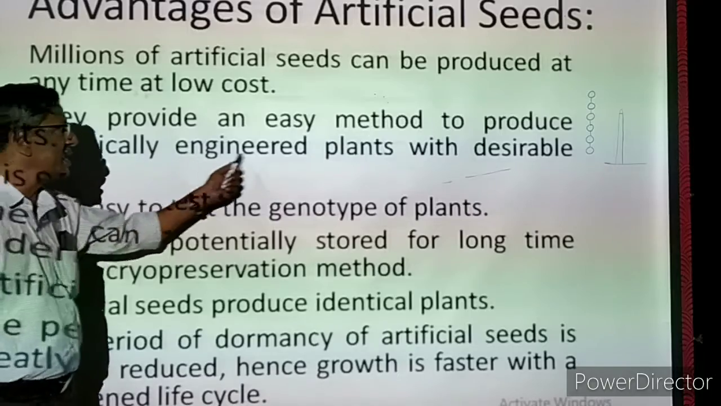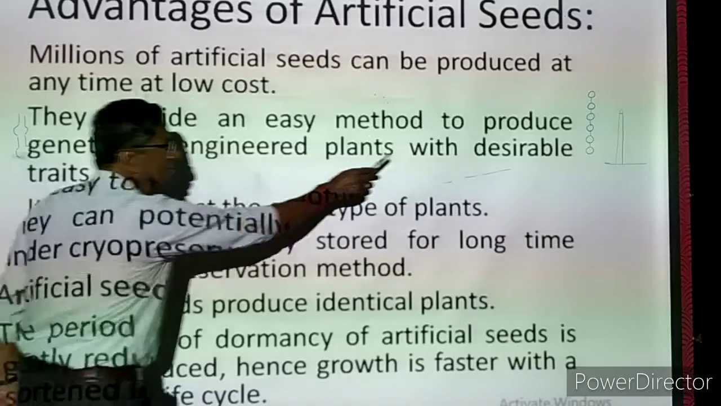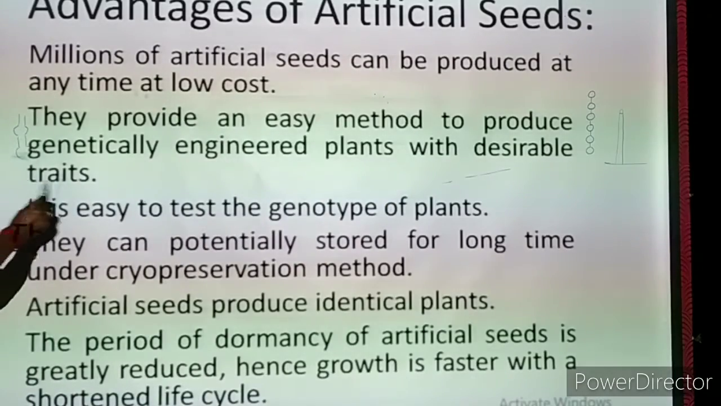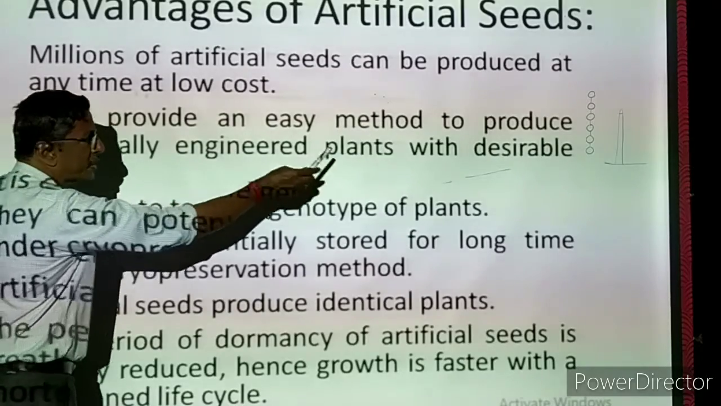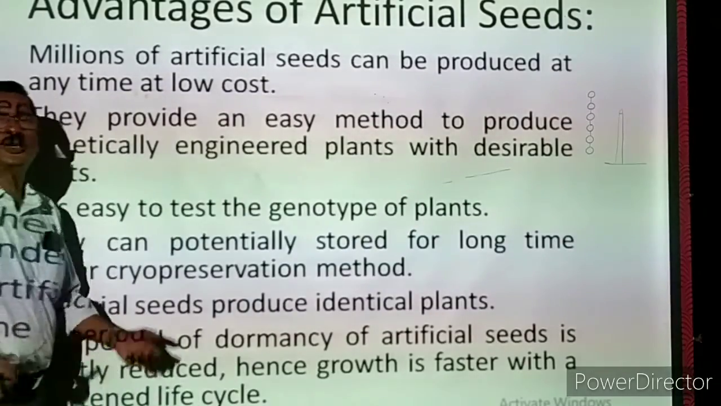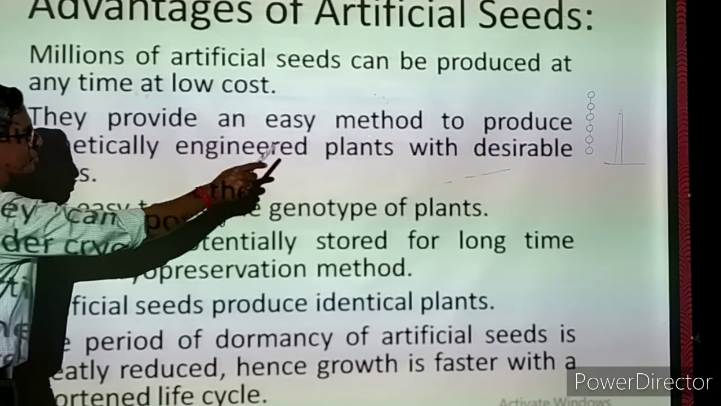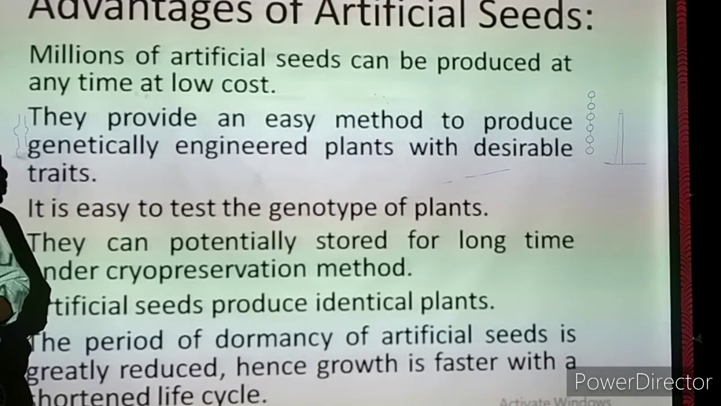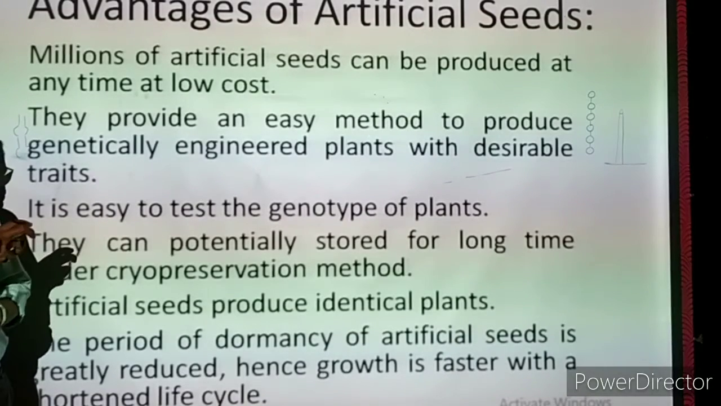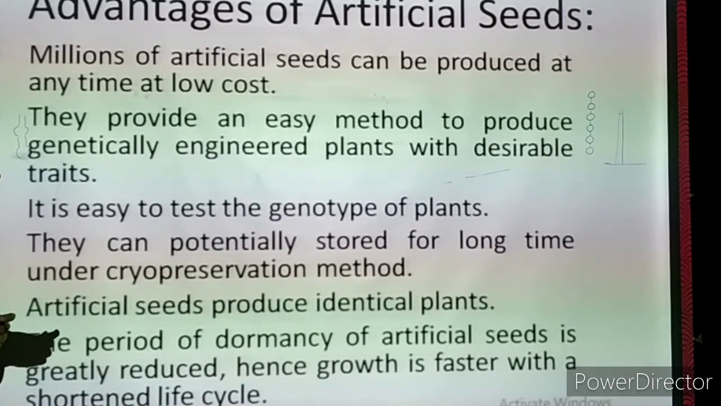That is called genetically engineered, meaning genetically modified plants with desirable traits. Traits means characters. So the character developed after changing the gene should be desirable. It means it should be beneficial. According to our wish, the character must be changed. That is called genetically engineered plants with a desirable trait. No engineer, no scientist will change the gene to give a bad impact or bad result. They will always try to develop a better variety and better quality.